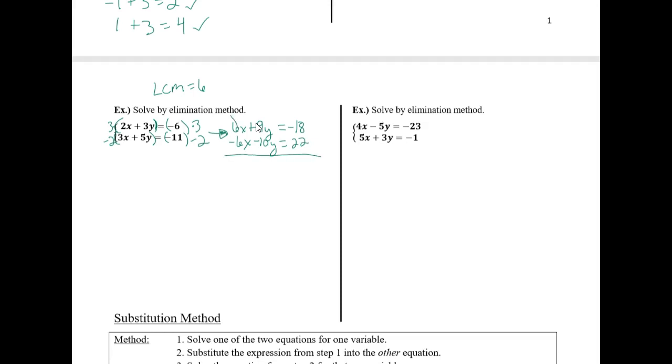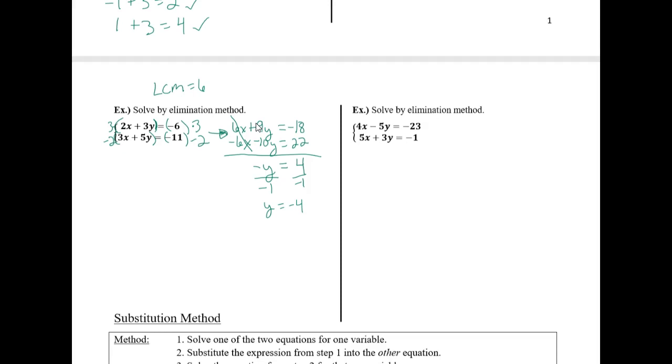So the x's add up to 0, and then I have a positive 9y plus a negative 10y, which would end at negative 1y, or just negative y. And a negative 18 plus 22 would be positive 4. I need to get y completely alone, so I divide both sides by a negative 1, and y equals negative 4. So there's half of my answer. I still need to find x.